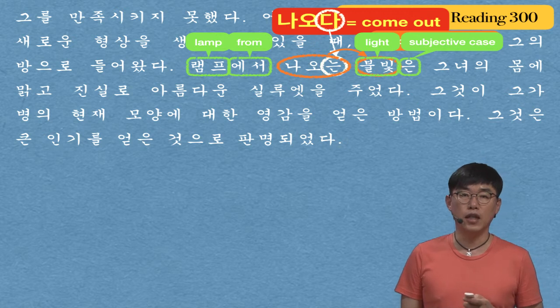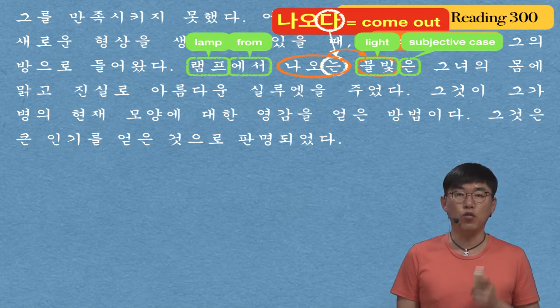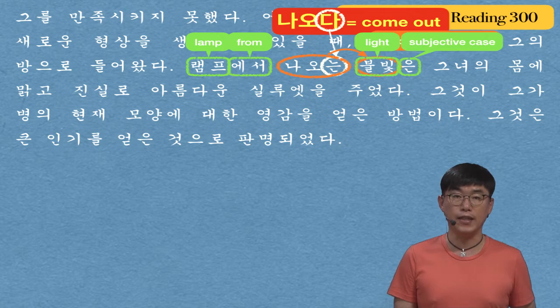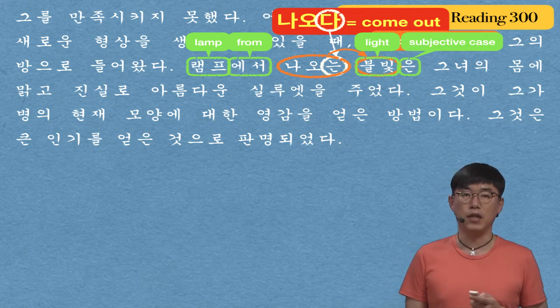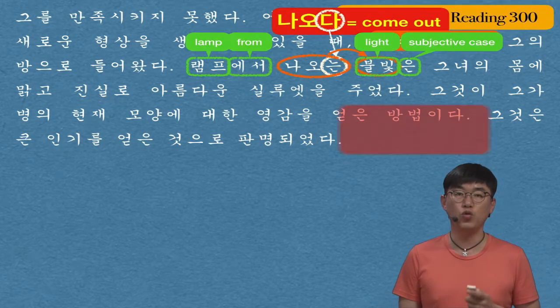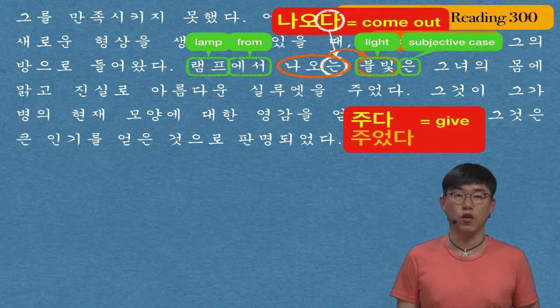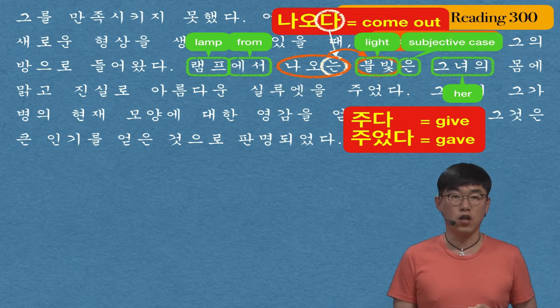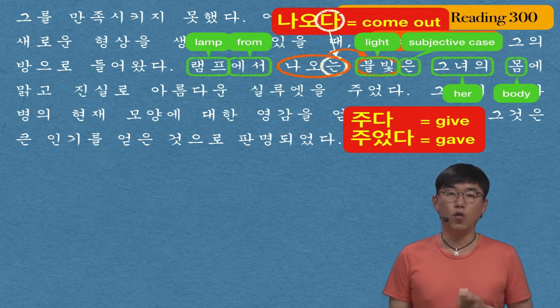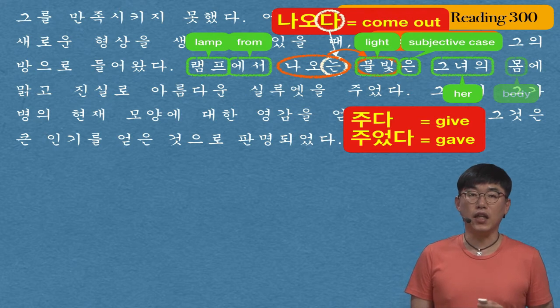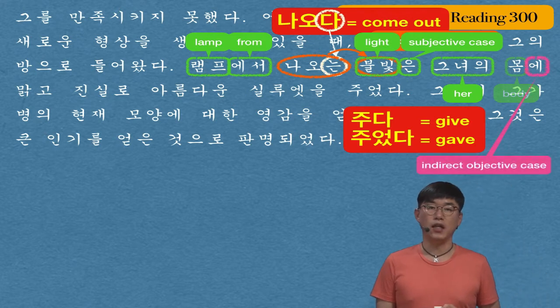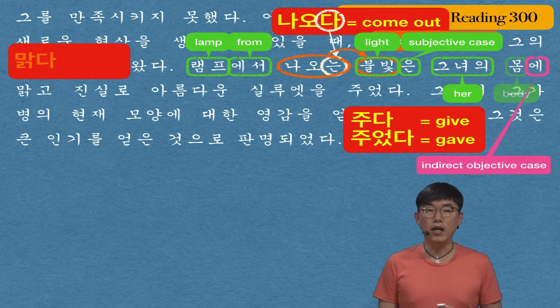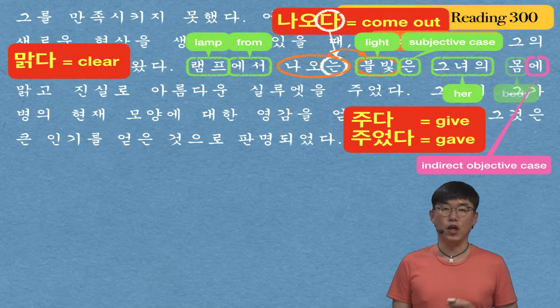So 램프에서 나오는 불빛은 these three words are the subject of the sentence, and its corresponding verb is located at the end, 주었다, which is the past tense form of 주다, and its meaning is to give. And 그녀의 is her, the genitive case, and 몸 is body. And the letter 에 indicates the indirect objective case. And watch this carefully. 맑고 진실로 아름다운. These three words modify the noun behind 실루엣.